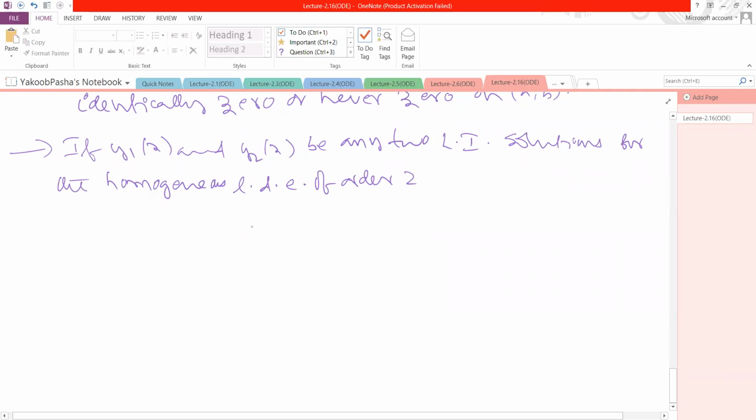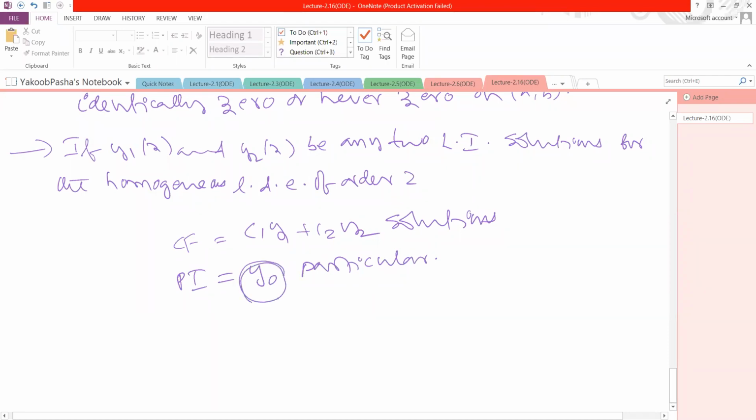In this case, we can write the solution as c1 y1 plus c2 y2. This is a solution for homogeneous. For non-homogeneous, there is another solution. The first is called the complementary function, simply CF. For non-homogeneous, we need to find another solution, that is called a particular solution. This is the particular solution, and we can observe here the particular solution does not contain an arbitrary constant.